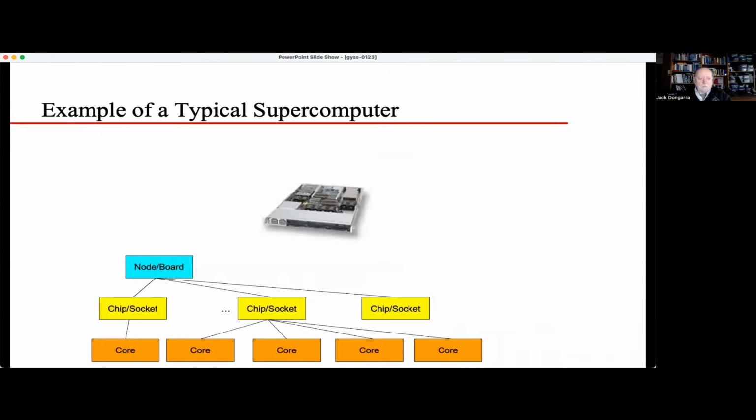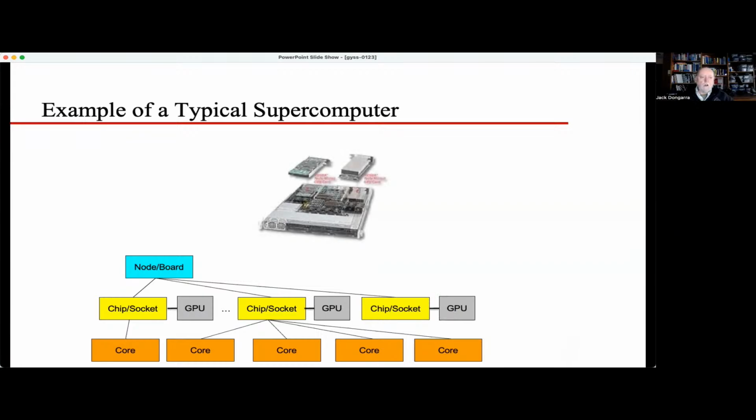But we're not going to stop there. We're going to think about taking a board, and we're going to put multiple chips on the board. So we have chips now which have multiple cores, and we're going to put multiple chips on a board. So we have a large number of cores now on a board, again, with some memory. They're shared memory in the sense that each of those cores can get access to the memory quite easily. But those cores are limited in some sense in terms of their computational power.